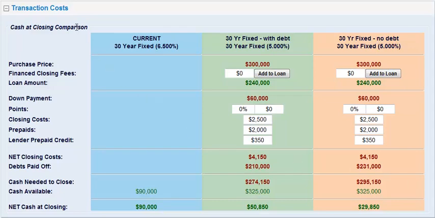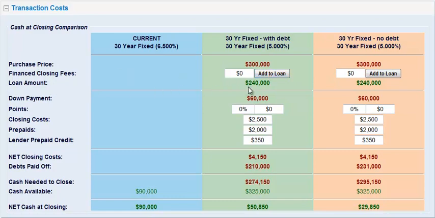So we're looking at the transaction cost tab, but this time for a purchase. You'll notice that there's new information showing up because in a purchase transaction, we're going to have a purchase price. That's a red number, which means it's an outflow to buy the property. You have the potential to finance closing fees, and I can put that number in here and click Add to Loan if I want to roll it into the loan amount.